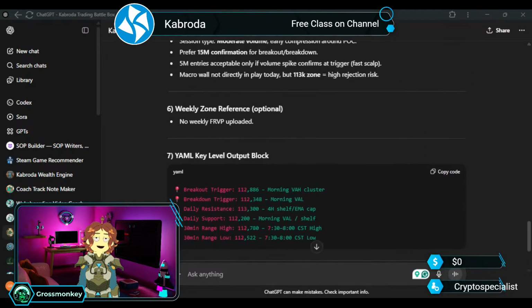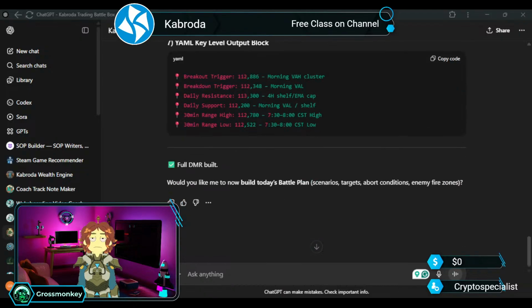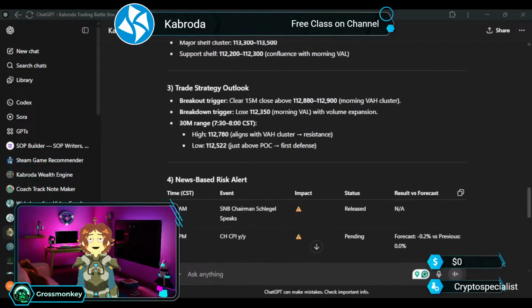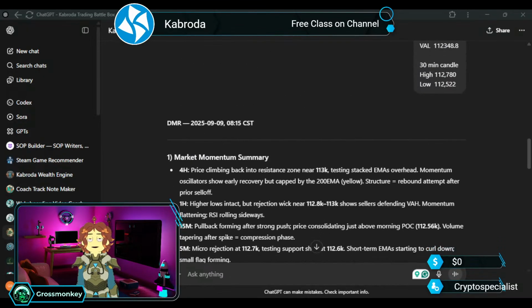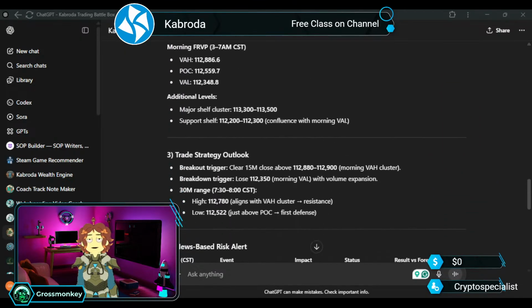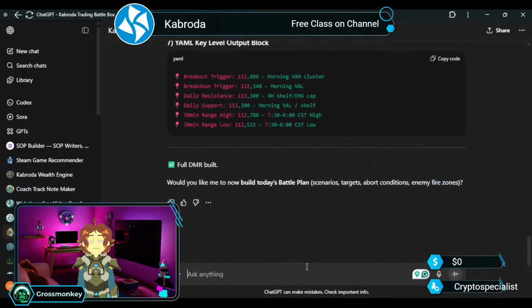Alright, so yeah, we're not looking super crazy on anything. Nothing crazy is going to happen today, at least news-wise or anything like that. So it should be a pretty decent trading day. So we'll kind of see. Let's build a battle plan and kind of see what the battle box has, what it's thinking on trades today.